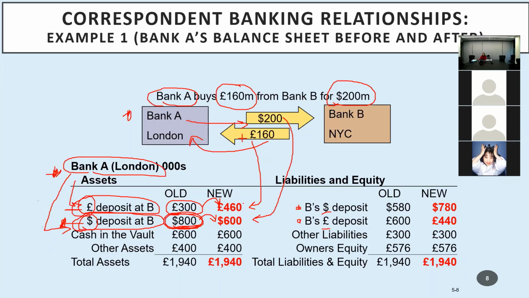Because this is just an exchange of currencies, as we can see, there is an exchange between the two currencies here for an equivalent amount. The total asset size of Bank A does not change. So we used to have 1,900 million pounds. After the transaction, once we convert the dollar into the pounds at an equivalent rate, our asset size does not change.